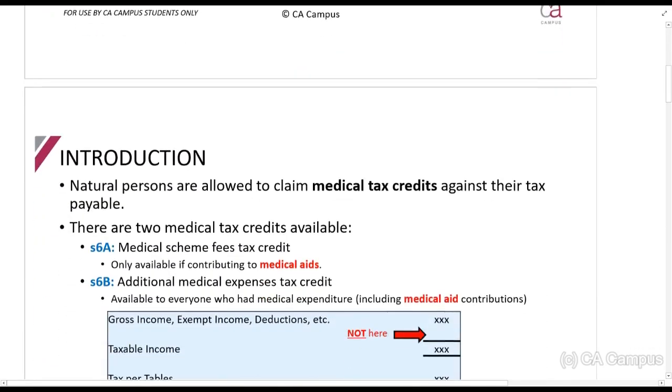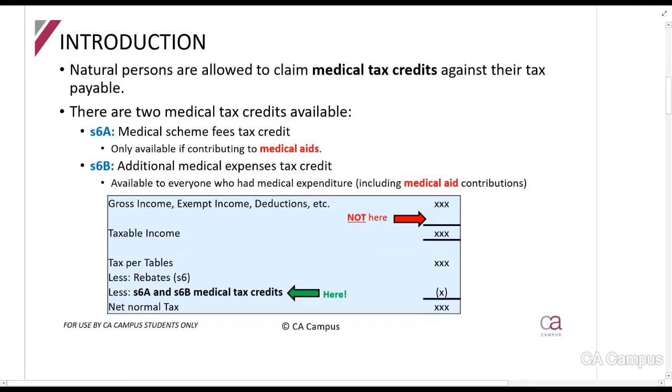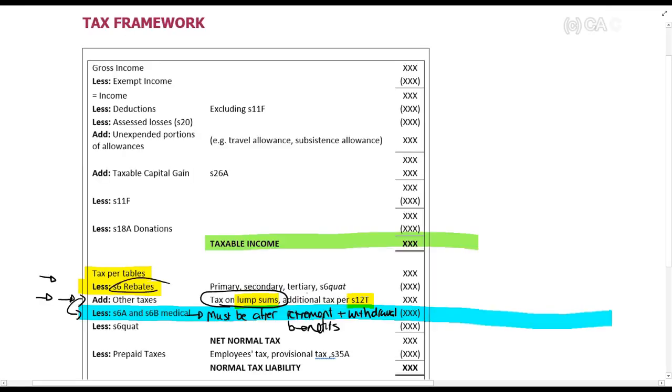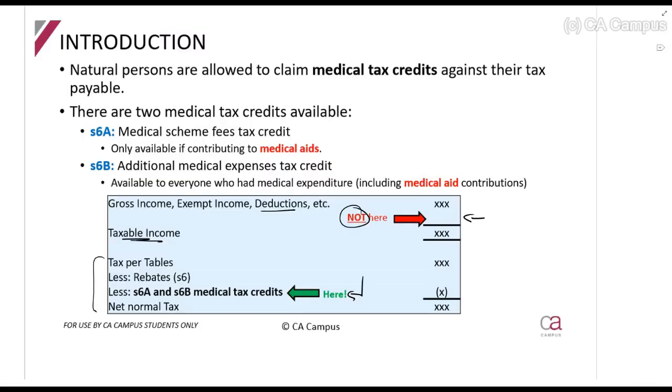So, how does this work? Very, very simple. Again, also just on this slide, showing you it is not a deduction against your taxable income. So it's not placed here. It's placed after your rebates. Now this is a little simplified here, I don't show you the full tax framework. It's after your rebates, obviously as well. See, here's your rebate, so it's after it. But just remember that these other taxes will be in between, if it is applicable.